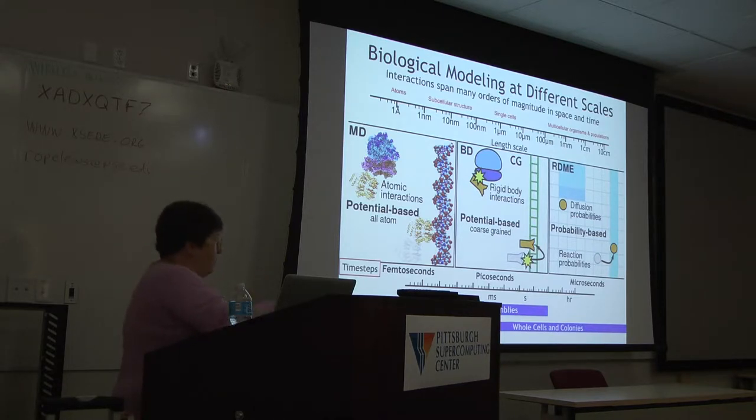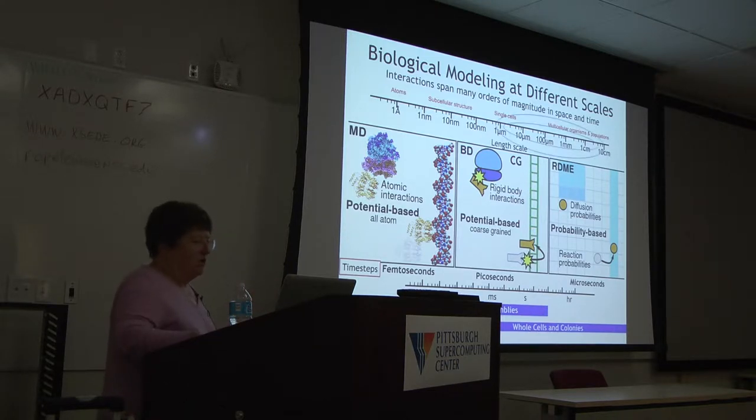The other thing I want to point out is when you do this RDME approach, you are taking the cell and dividing it up into subvolumes. And we will talk about reactions within each of these subvolumes. If the cell has compartments, you could be having different reactions in each of the compartments, also in the membrane, in the nucleoid, if you're doing eukaryotic cells, in the mitochondria, in the cell nucleus.